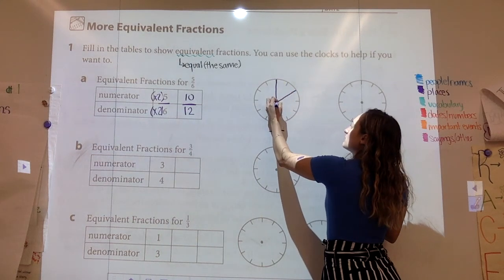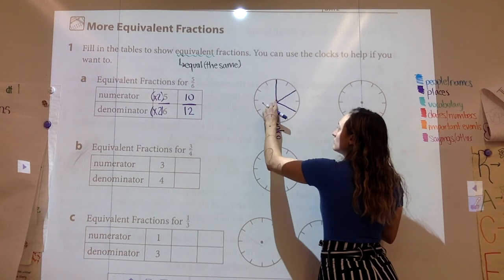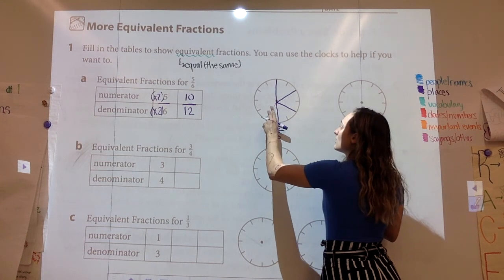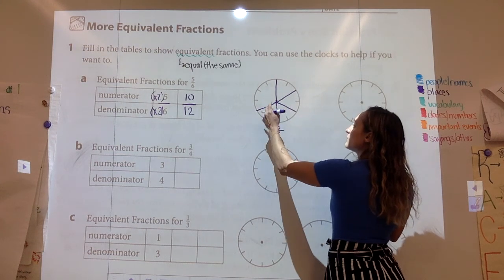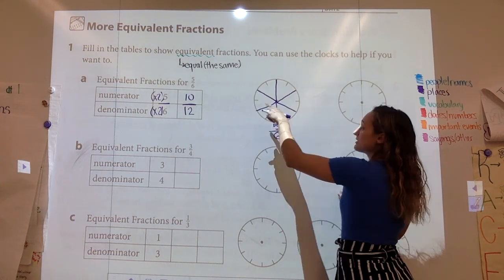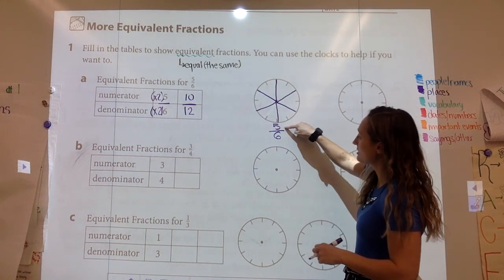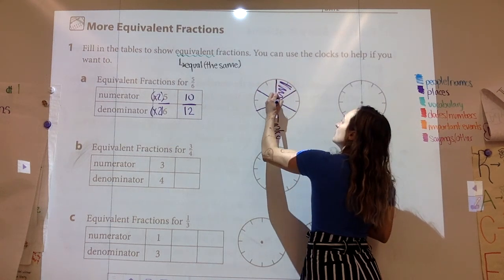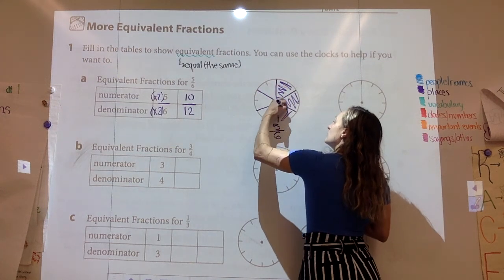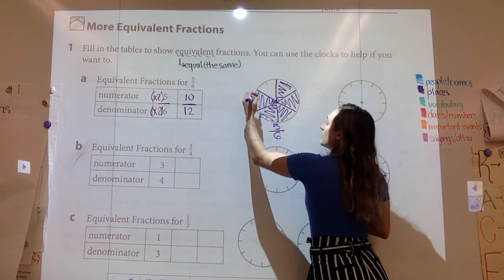So here's 1, 2, 3. Ooh. All good. Sometimes we make mistakes. Just fix it. 1, 2, 3, 4, and 5. So this is now split into 6 pieces, which is exactly what I did. But our numerator tells us how many of those pieces to color in. So color in 1, 2, 3, 4, and 5.